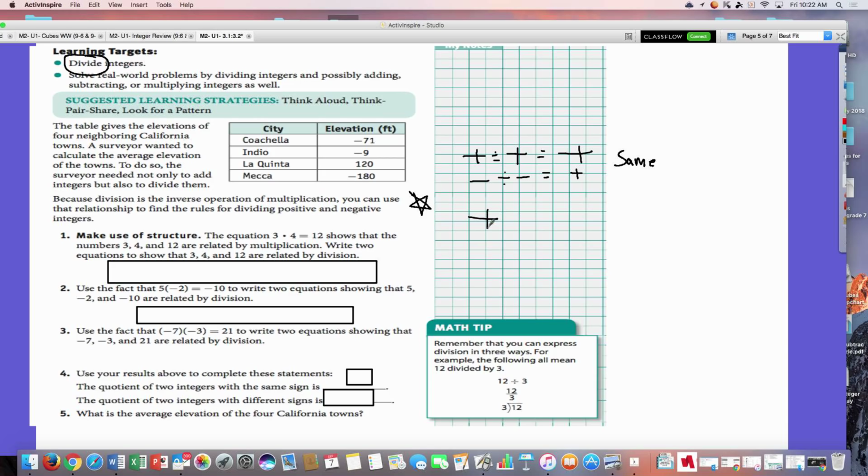If I have a different sign, it's going to be negative. So anytime it's a different sign, one positive, one negative, it's going to be negative. Same sign, positive.